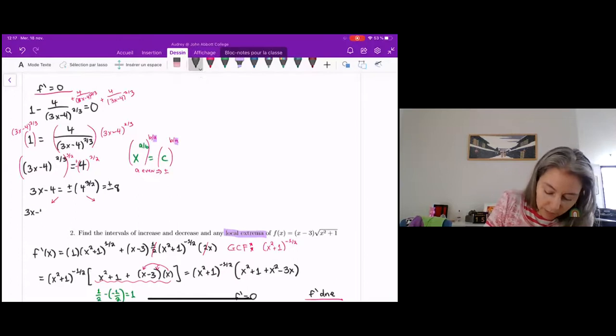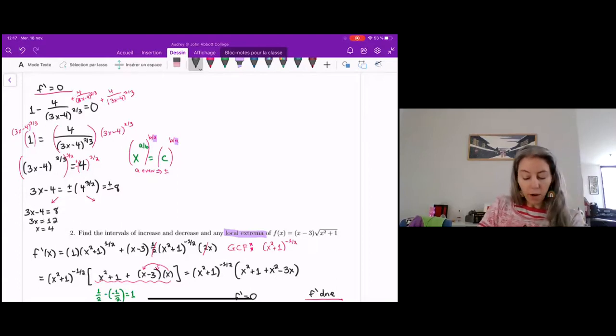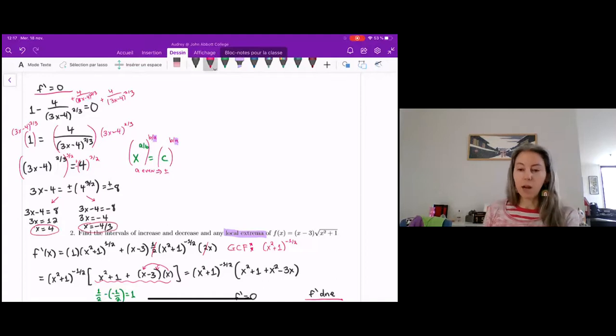So I get 3x minus 4 is equal to positive 8, which gives me 3x equals 12, which gives me x is equal to 4. Or I have 3x minus 4 is equal to negative 8, which gives me 3x is equal to negative 4, which gives me x is negative 4/3. So those are my 2 critical values that I get right here.